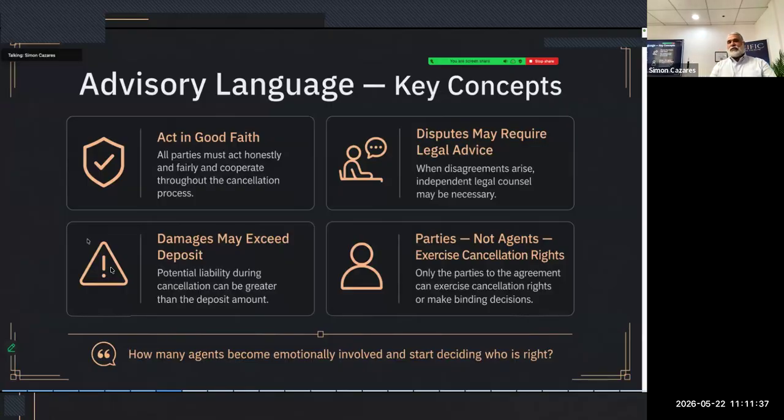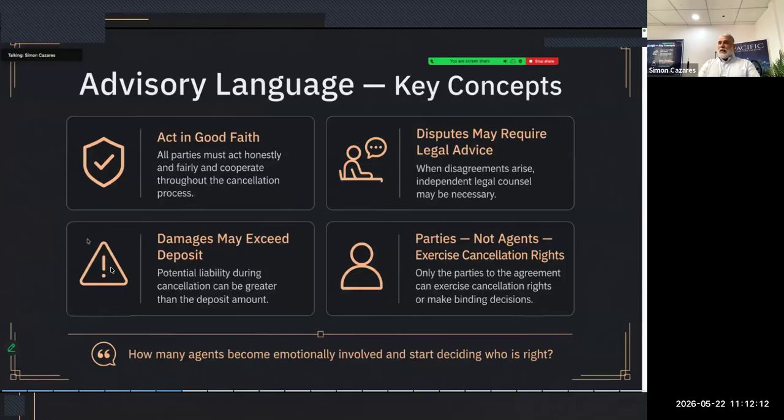So now I just saw an email yesterday that the buyer's attorney representing the buyer sent out an aggressive email to the listing agent, to make sure that the seller is doing the right thing. Parties, and parties, not agents, exercise cancellation rights. Only the parties to the agreement. And I want to be clear with this. We are not the ones making the decision of cancellation, folks. Okay. It is under the discretion and direction of your clients of what they want.